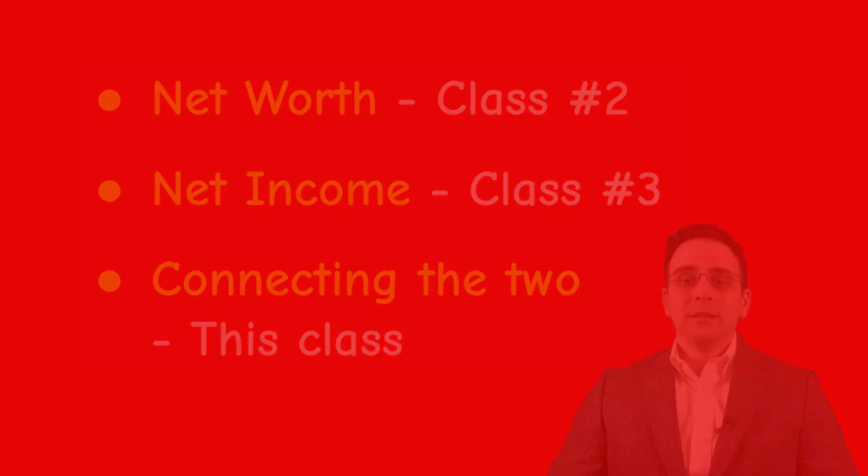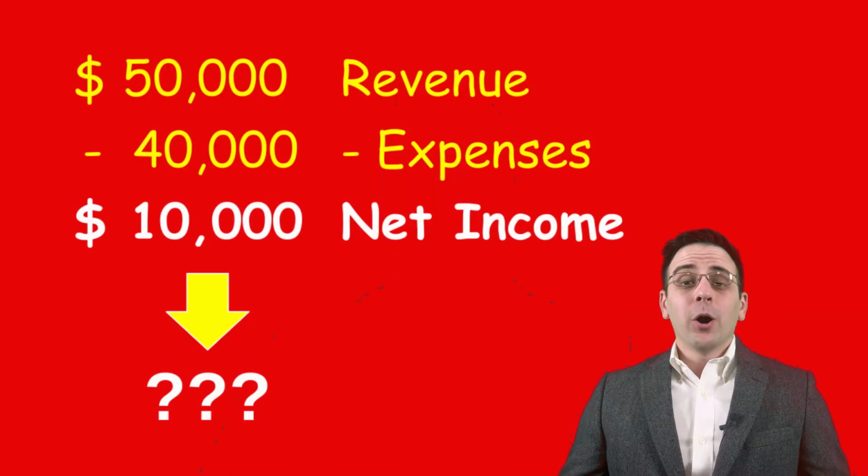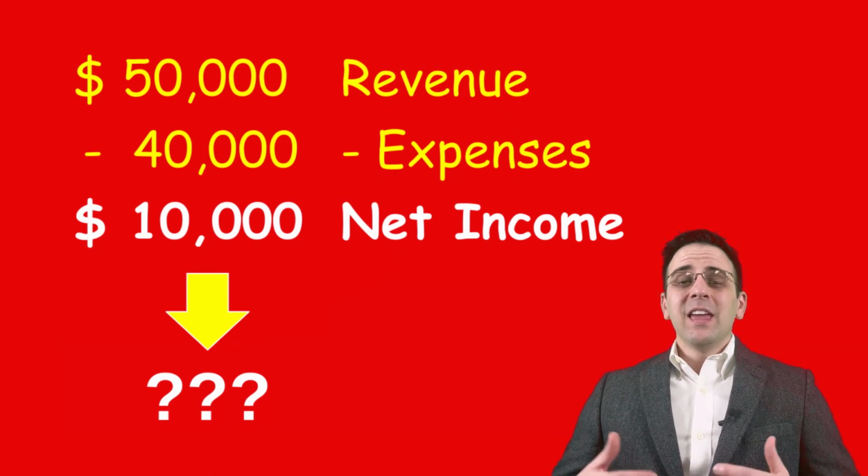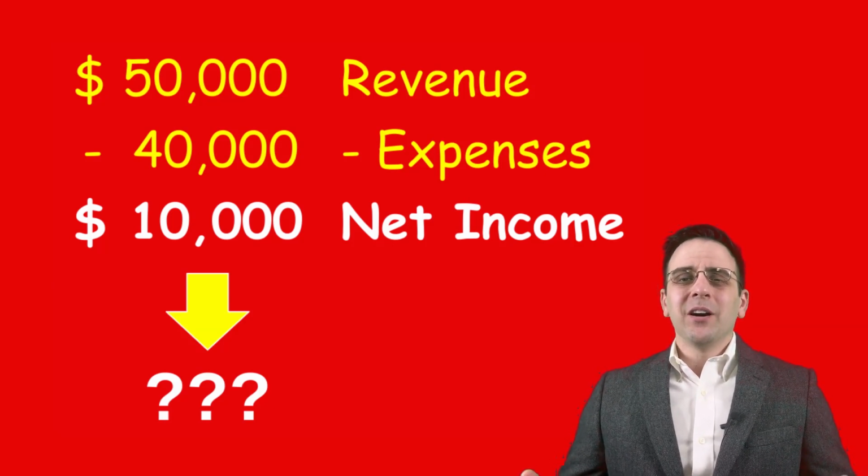Let's begin. As you may recall, your net income represents the amount of your revenue left over after subtracting all of your expenses. If I earn $50,000 and have expenses of $40,000, then the amount I have left over is $10,000. But where does that net income go? Well, here are a few possibilities.